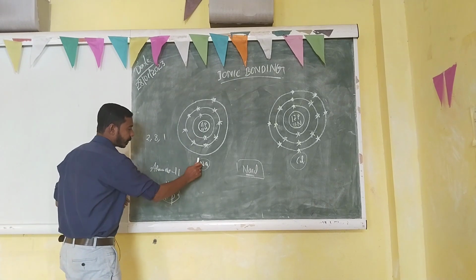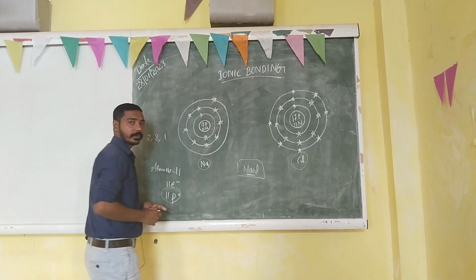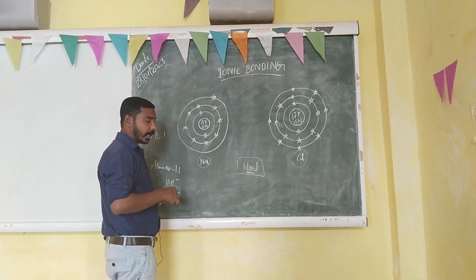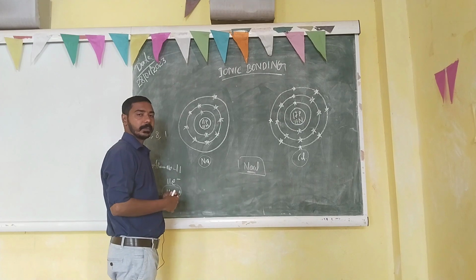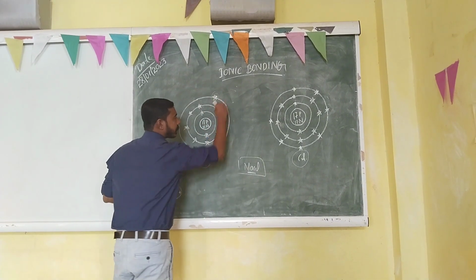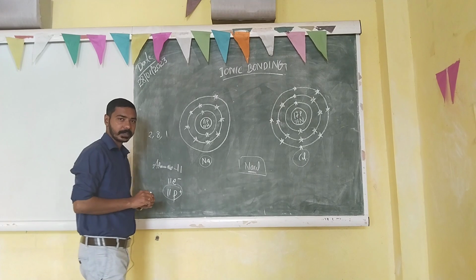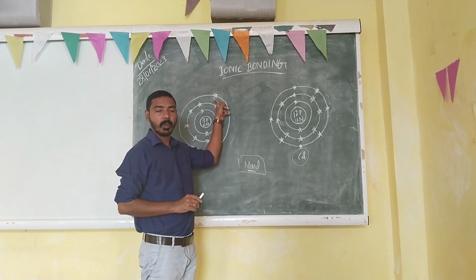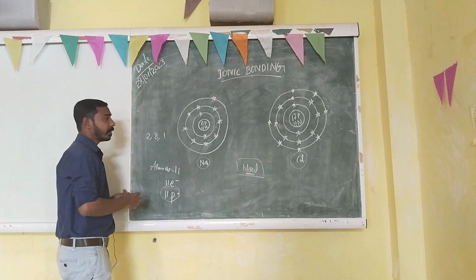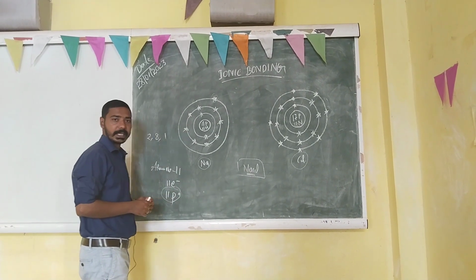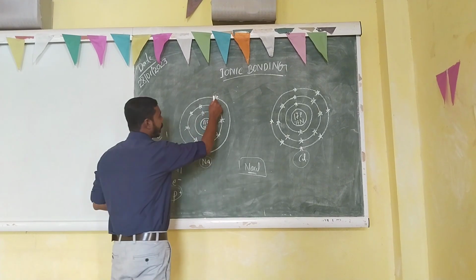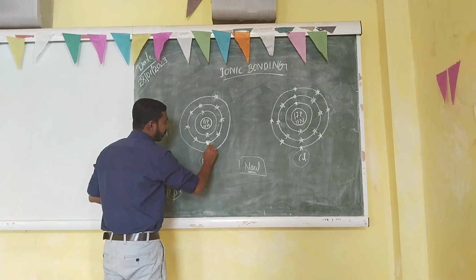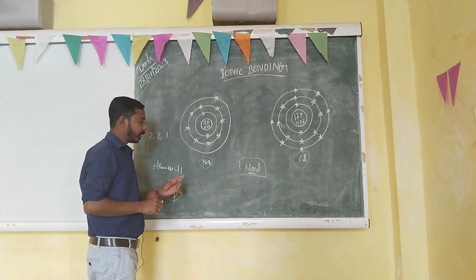But in the case of sodium, how many electrons are in the outermost shell? Only 1 electron. So sodium has two options: receive 7 electrons from other atoms, or remove this 1 electron. Sodium definitely chooses to remove this 1 electron, because receiving 7 electrons from other atoms needs more energy. So the easiest way is to transfer 1 electron.